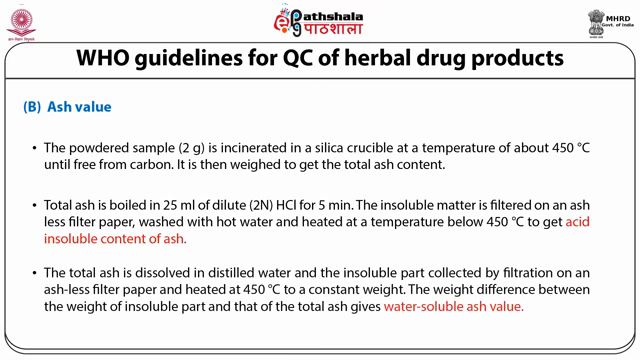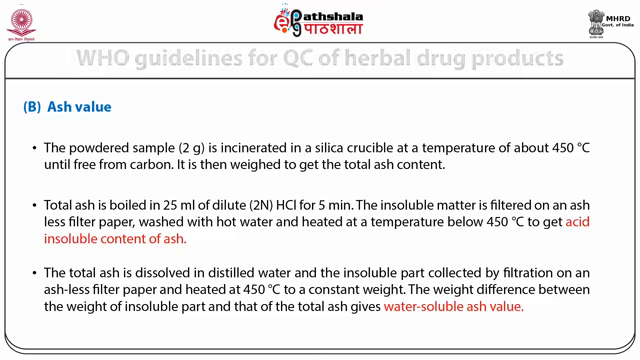Water soluble ash value is determined when the total ash is dissolved in water and the insoluble part is collected by filtration on ashless paper, and the paper is heated at 450 degrees Celsius to a constant weight. The difference of the weight between the insoluble part and the total ash gives the water soluble value.